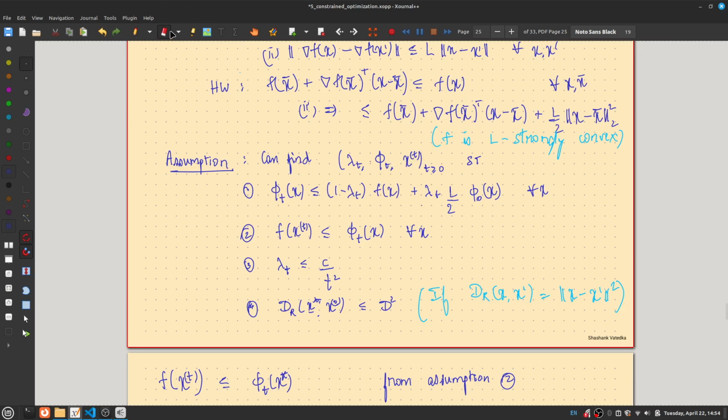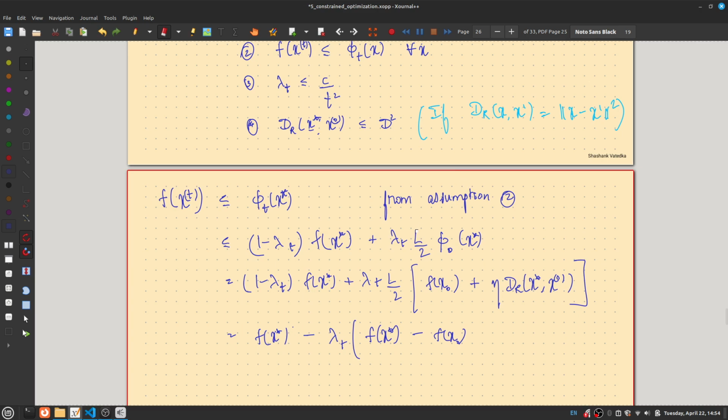Okay, so let me change this a little bit. Sorry for the mix up. So phi t of x, let's take this to be just a convex combination of f of x and phi 0 of x. Right, so there is no L by 2 over here. There is no L by 2 over here. So I get this minus eta times dr of x star x0.